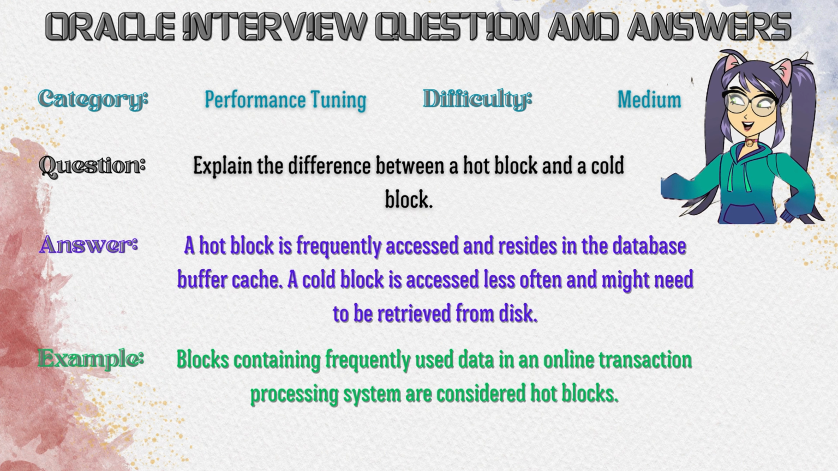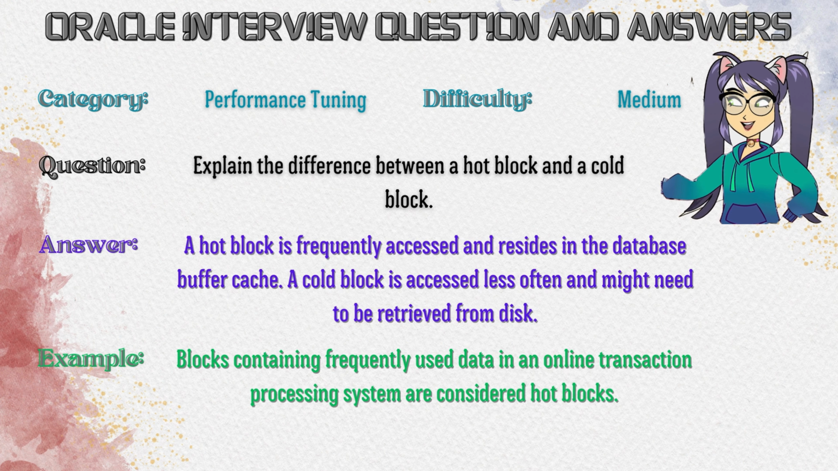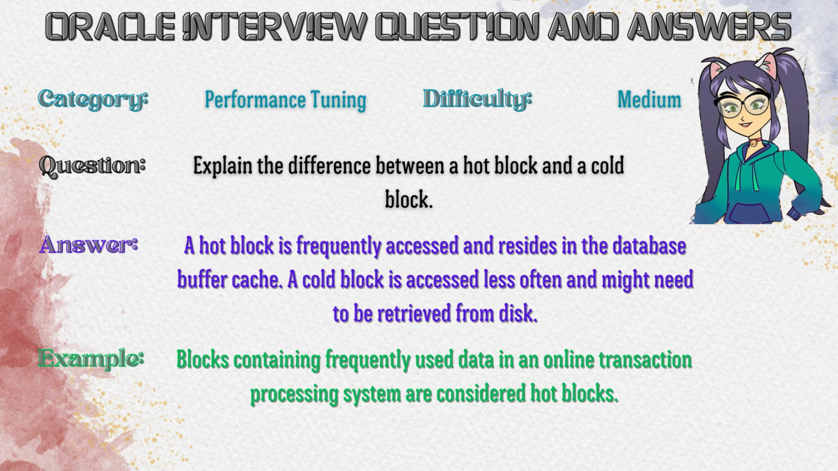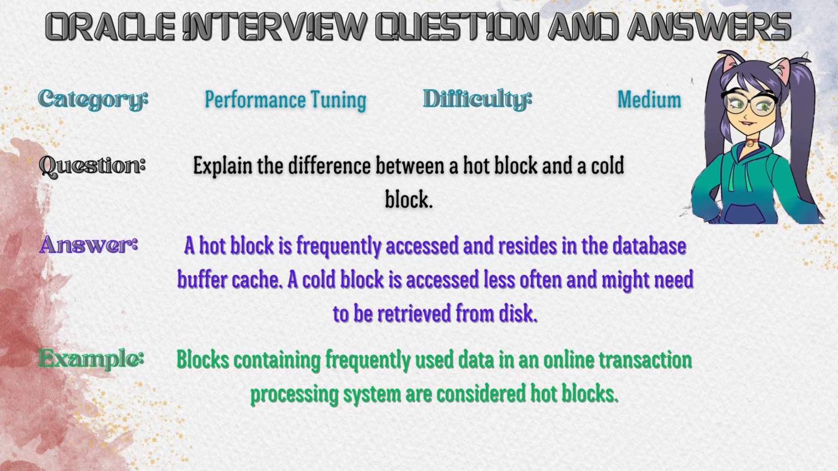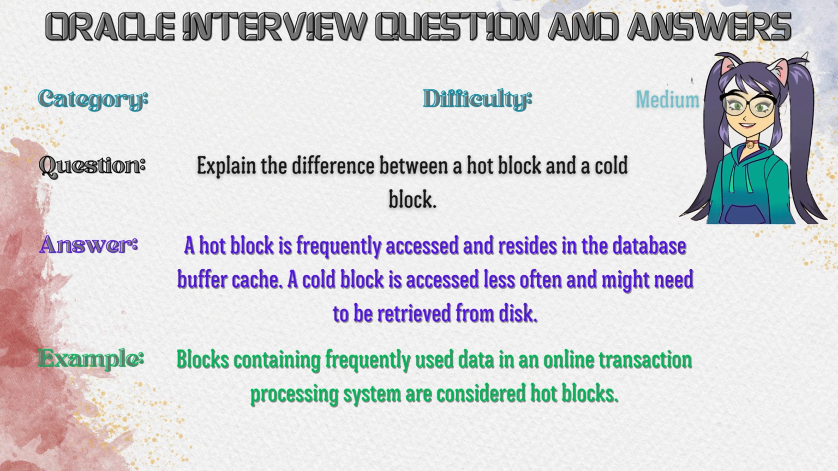Next question: explain the difference between a hot block and a cold block, and the answer is a hot block is frequently accessed and resides in the database buffer cache. A cold block is accessed less often and might need to be retrieved from disk. For example, blocks containing frequently used data in an online transaction processing system are considered hot blocks.